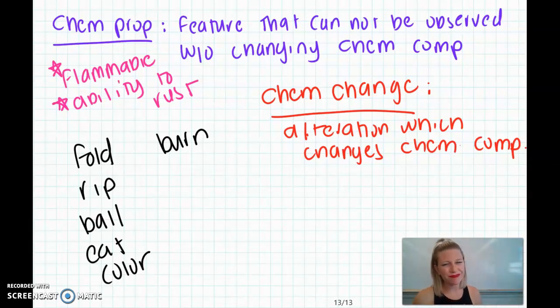So folding it doesn't change the chemical composition. Ripping it doesn't change it. Balling it doesn't change the chemical composition. Eating it does change the chemical composition, right? If I were to digest that, that would. So that is a chemical process. Coloring it, again, doesn't change the chemical composition, but burning it does change the chemical composition, right? So if I were to look at this piece of paper now, we have a very obvious color change, and that's going to be an indication of that chemical change.